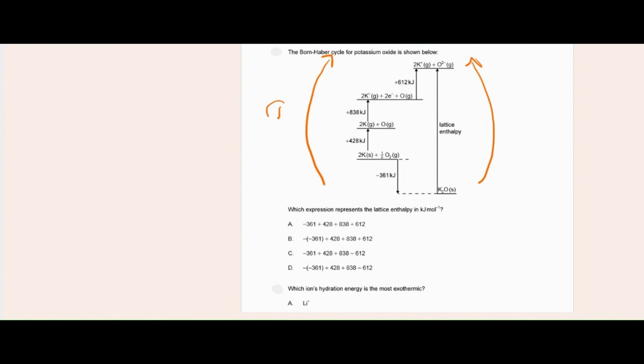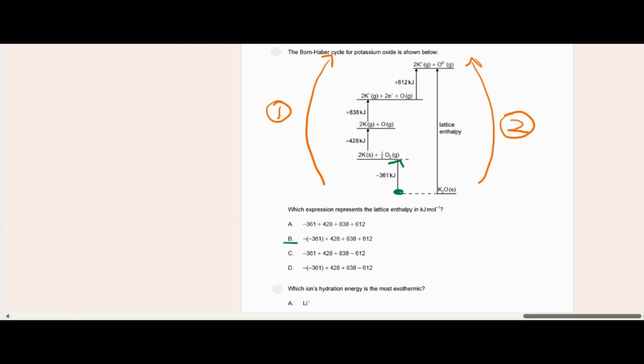So if we work out 1, we can be pretty certain that 2 has to equal it. Okay. So following the arrows, this is going down. We're turning it the other way around. We're going up. So it'll be a plus.